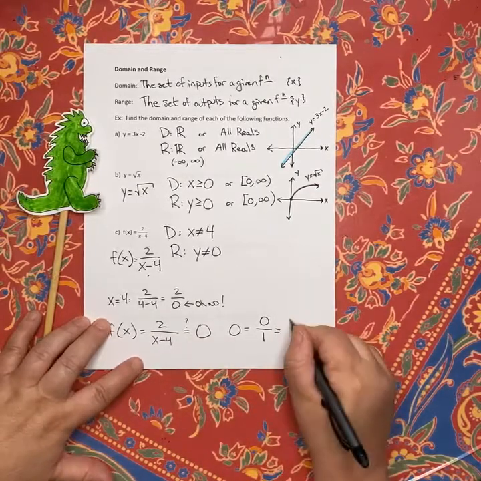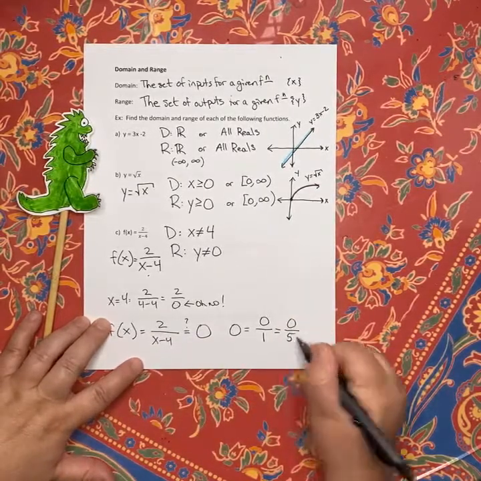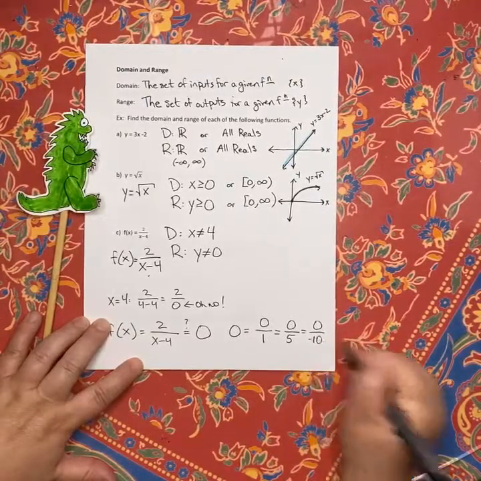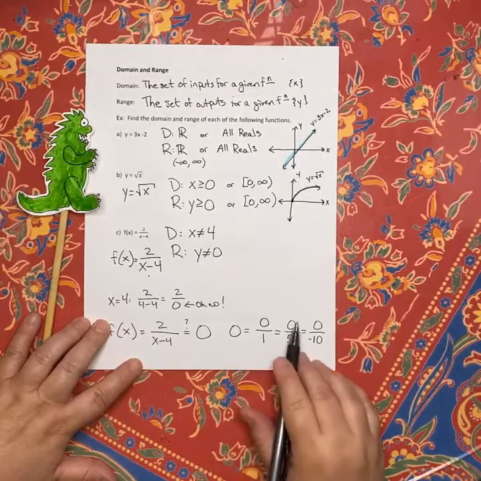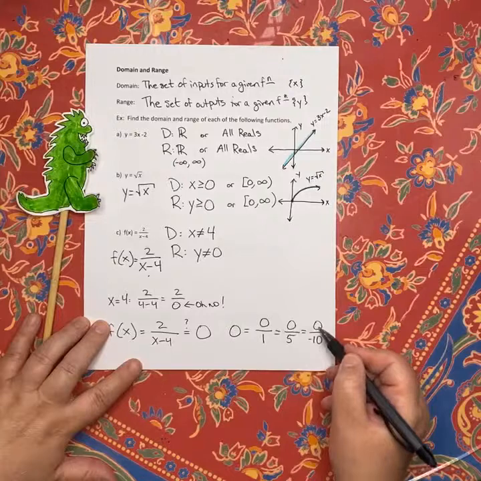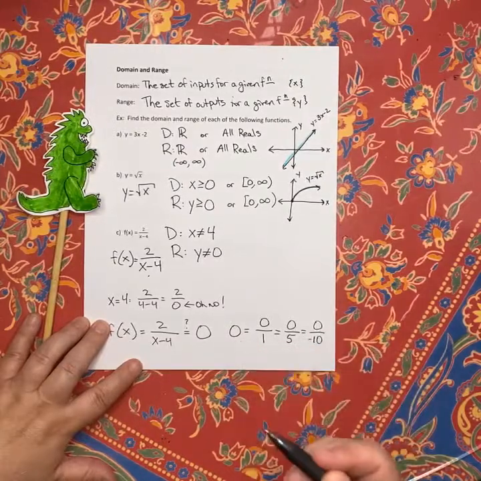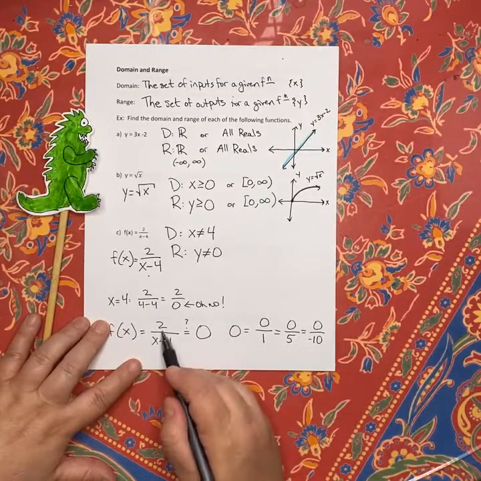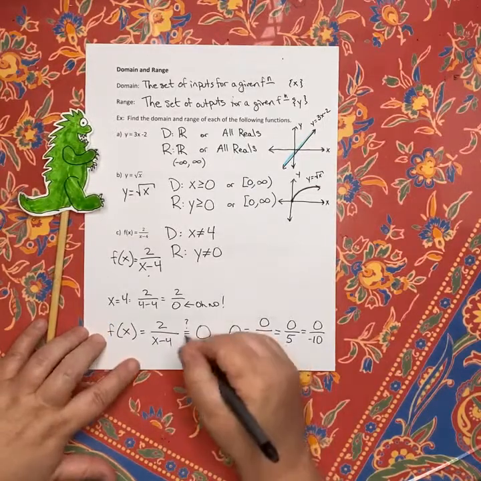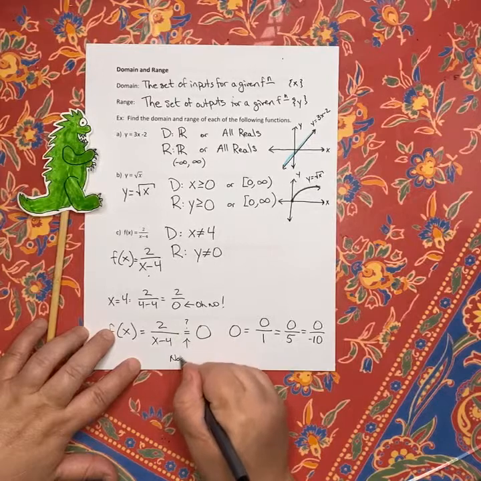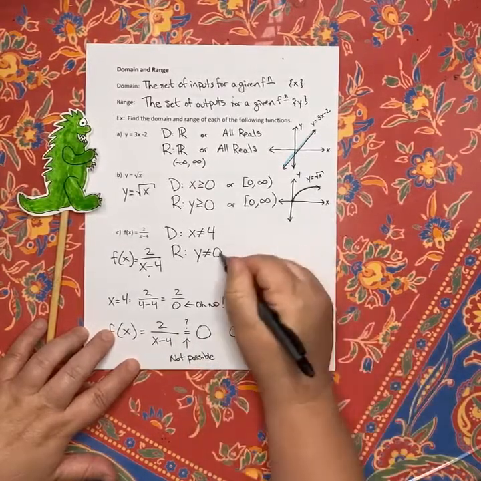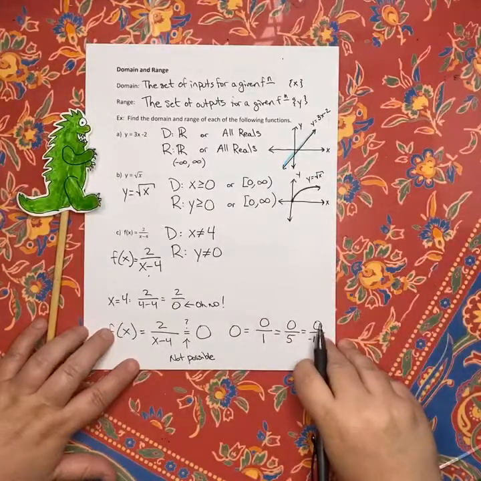Now, you can put 0 on top of anything and you'll get a 0. It doesn't matter what 0 is on top of. All these are true: 0 on top of 1, 0 on top of 5. It does not matter what you put in the denominator. If it's 0 on top, you get a 0. But that's the one thing that we can't get because the numerator is 2. So this is not possible. y is not equal to 0.